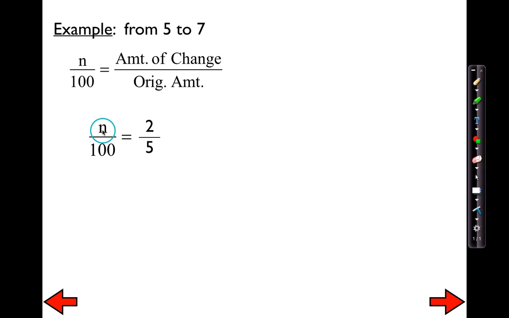Now here you're going to solve for n. What I'm noticing is that I could figure out the constant multiplier. I can see that 5 needs to be multiplied by 20 to give me 100. So I'm going to multiply 2 by 20 as well, which gives me a grand total of 40. So here, 40 does represent the percent. I would say the percent of increase is 40%.